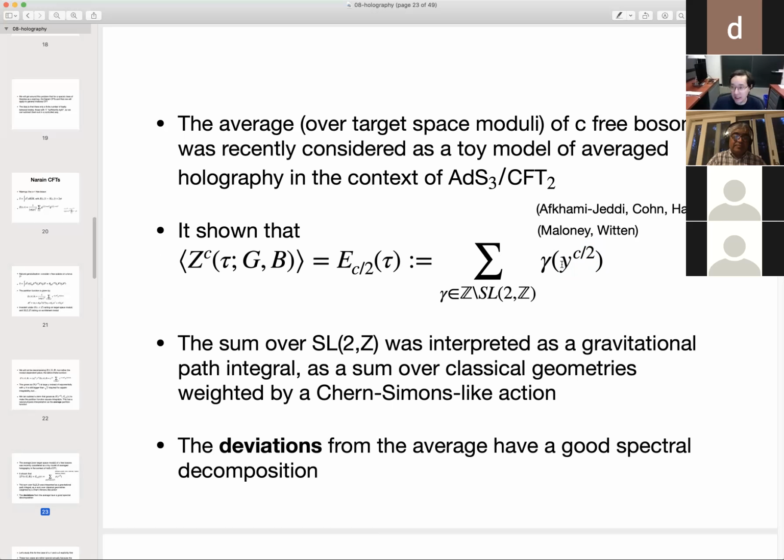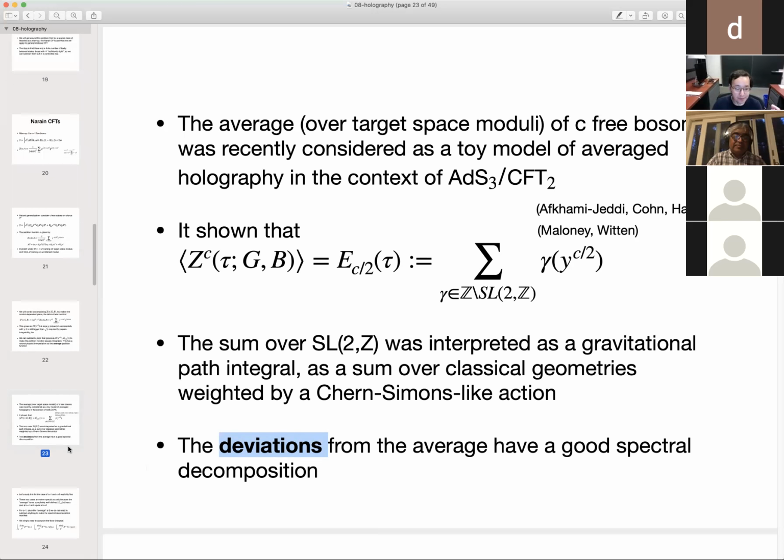Okay, the details of that are interesting motivation, but for a technical purpose, what we just need is that this has the same growth rate that we need to subtract off to make our final lattice theta function square integrable. So the point is we're going to compute the spectral decomposition of the deviations of the partition function from the average. Okay, any questions?